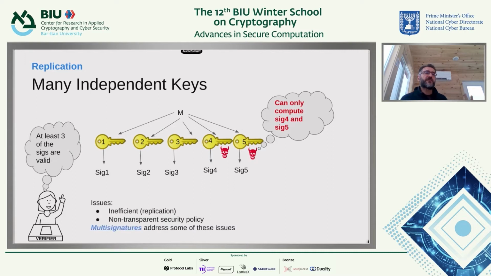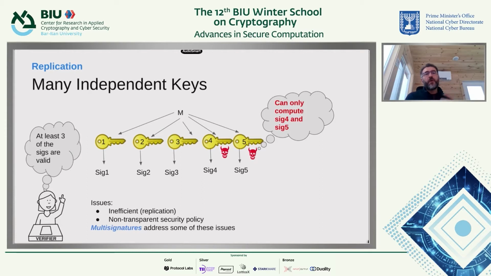The issue with this solution is that it is somewhat inefficient. It requires replicating your cryptographic computation. So if you're looking for a t out of n, your signatures now blow up by a factor of n, and your public keys blow up by a factor of n. There's also an issue of non-transparent security policy, meaning I know what the security policy is that this server is using to sign messages.